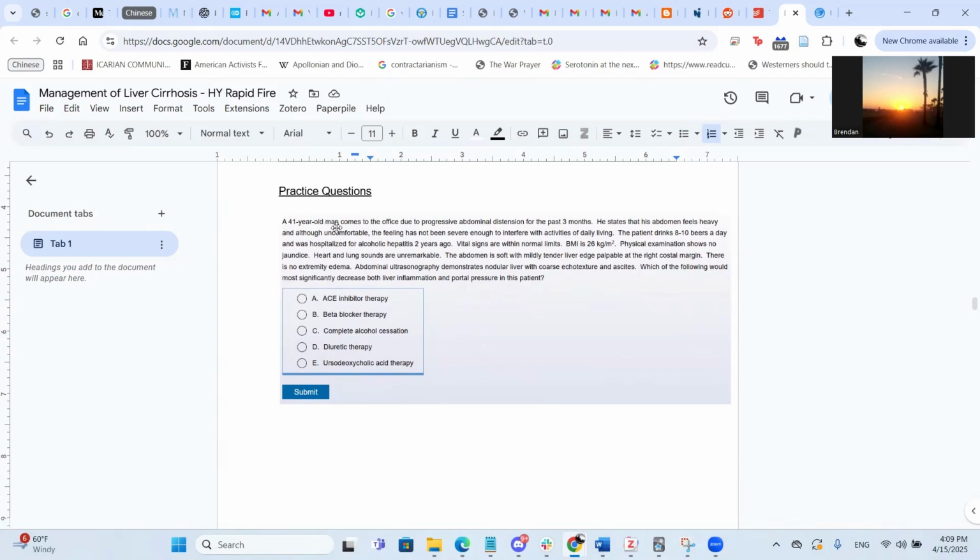A 41-year-old man comes to the office due to progressive abdominal distension for the past 3 months. He states that his abdomen feels heavy, and although uncomfortable, the feeling has not been severe enough to interfere with activities of daily living. The patient drinks 8 to 10 beers a day and was hospitalized for alcoholic hepatitis 2 years ago. Vital signs are within normal limits. BMI is 26. Physical exam shows no jaundice. Heart and lung sounds are unremarkable. The abdomen is soft with mildly tender liver edge palpable at the right costal margin. There is no extremity edema. Abdominal ultrasonography demonstrates nodular liver with coarse echo texture and ascites. Which of the following would most significantly decrease both liver inflammation and portal pressure in this patient?